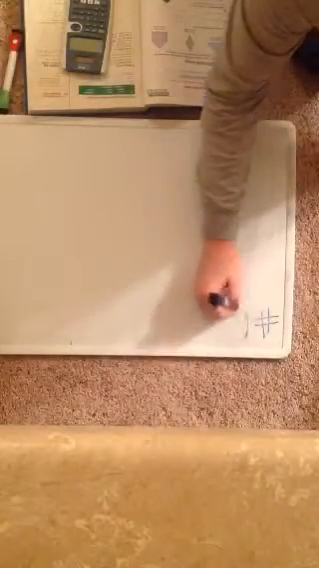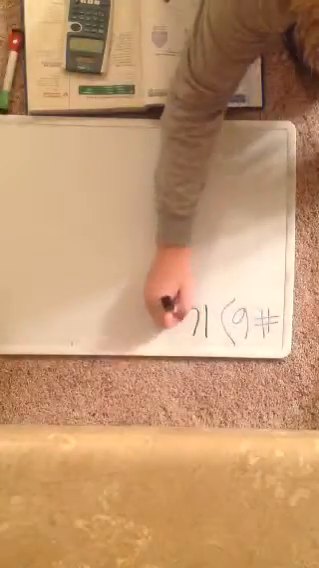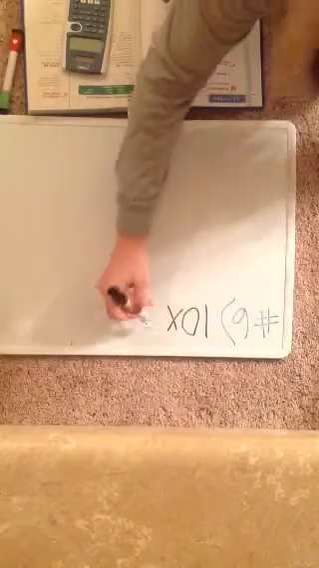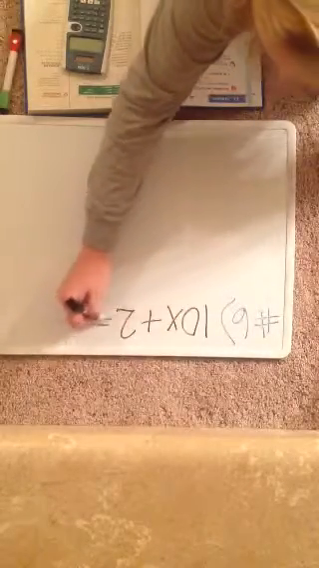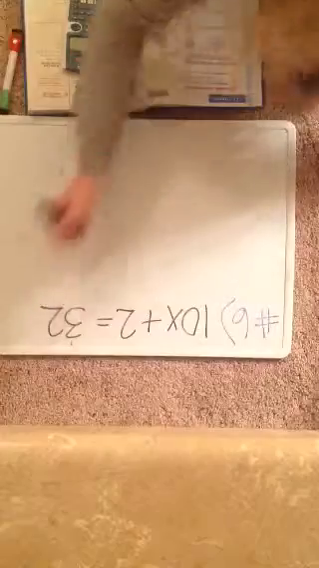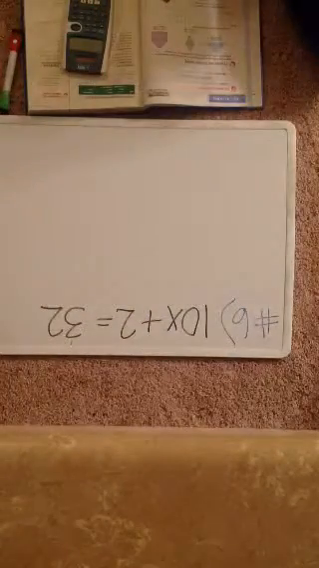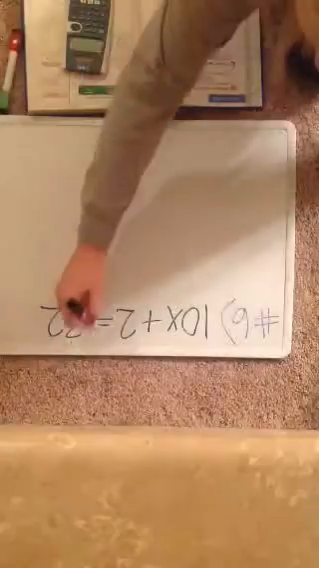So the first example you're going to see me do is number 6 on your assignment. So that first problem. Make sure you have number 6 ready. And I'm going to go ahead and write down the problem. It's going to be 10x plus 2 equals 32. So right away I know I'm going to draw my line.